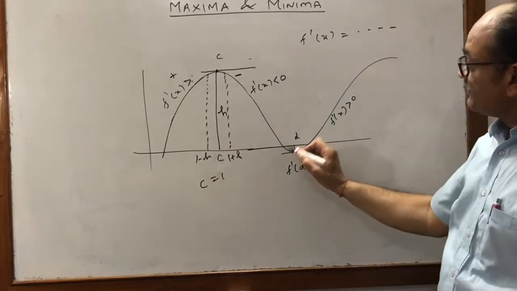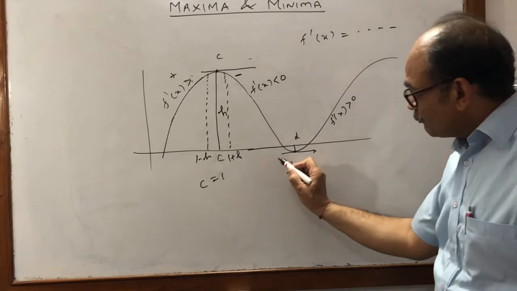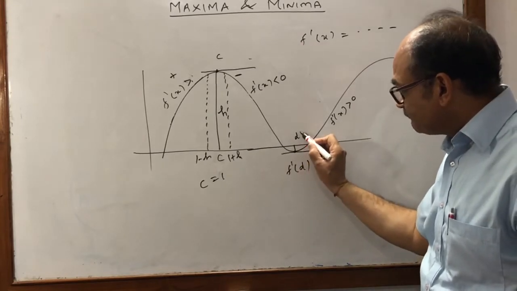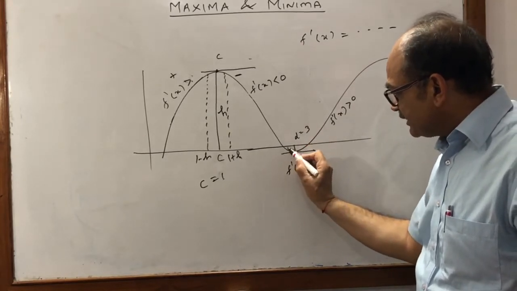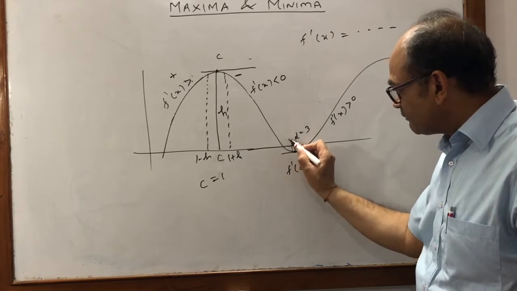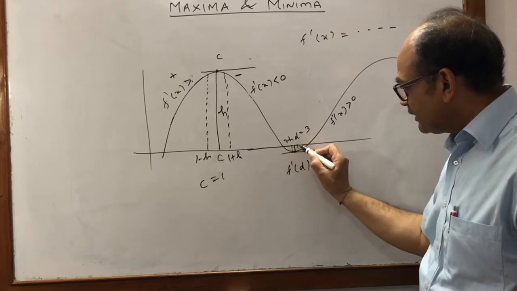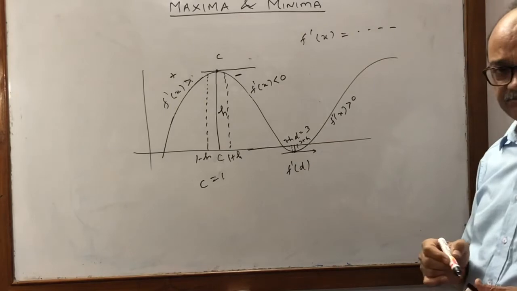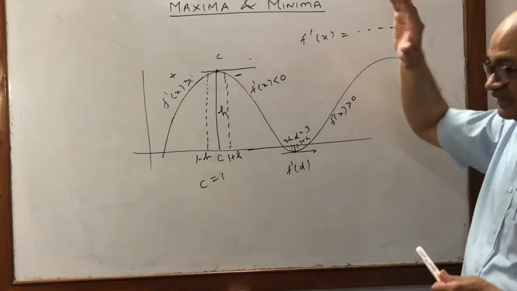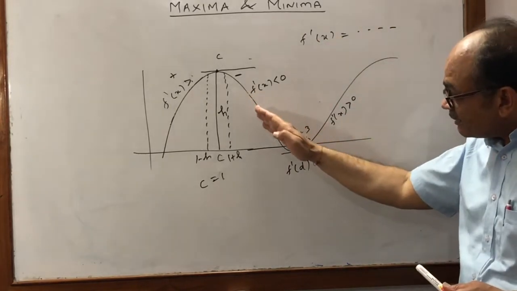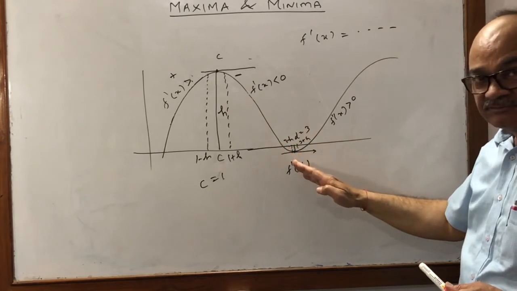Just the opposite. Suppose this point is 3. Take a particular nearby point, 3 minus h, and another nearby point, 3 plus h. If we substitute 3 minus h in f dash x, this sign comes out negative.